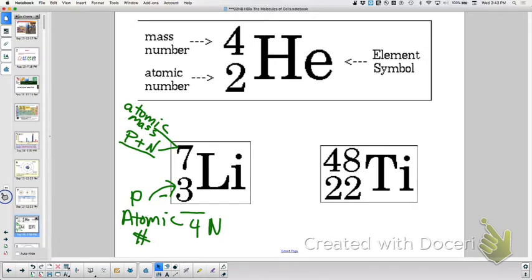The 3 electrons, let's give them a home. How many can we put in the first energy level? 2. How many do we have left? 1. Where are we going to put that? The second energy level. Okay, is lithium happy? No. What might he do? Give away an electron. Exactly. If he gives away that electron, what will he become? He'll be a positive charge.